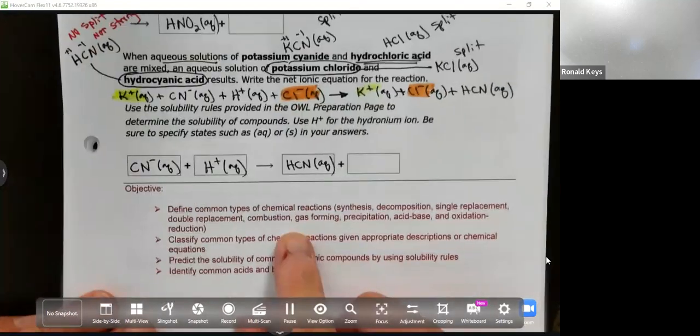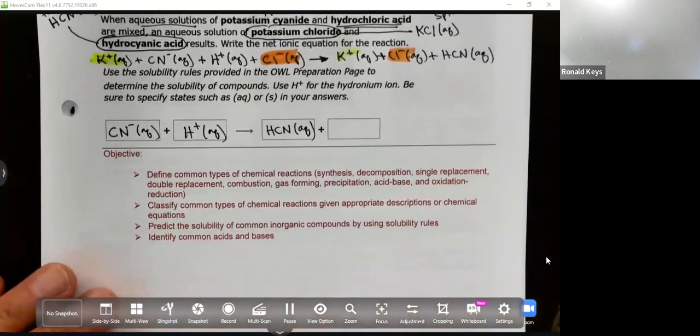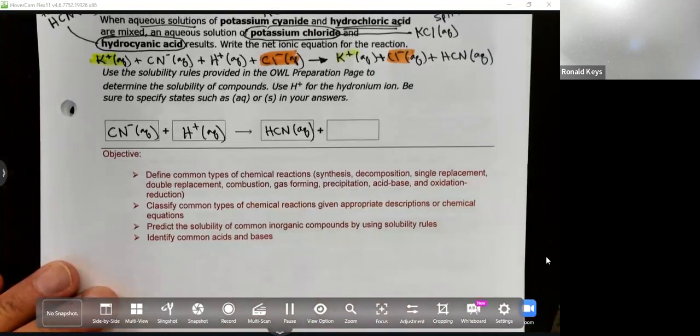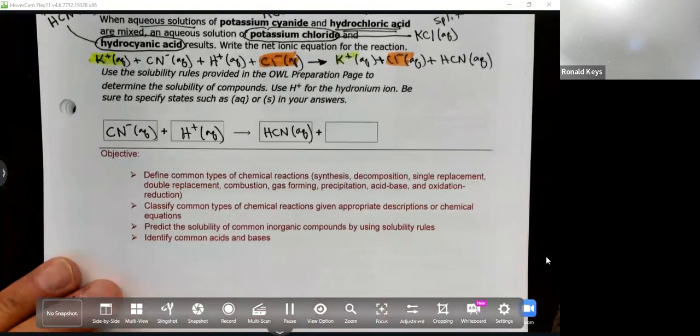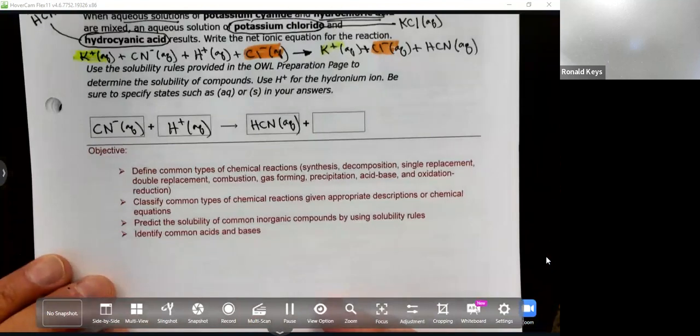Okay, now we're going to look at types of reactions. Do we have synthesis, decomposition, single replacement, double replacement? Do we have combustions? Are we getting precipitate, acid base, oxidation reduction? We're going to predict whether or not we get solids out like what we did earlier, and identify some common acids and bases.